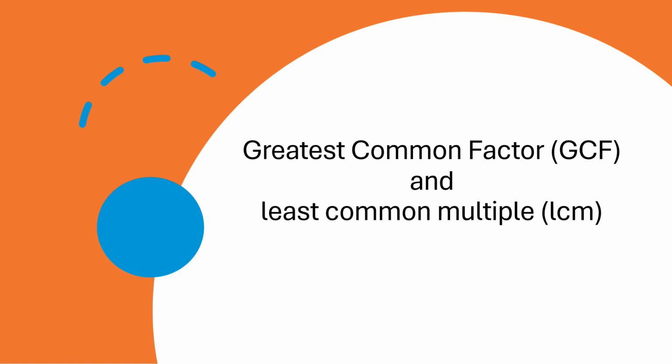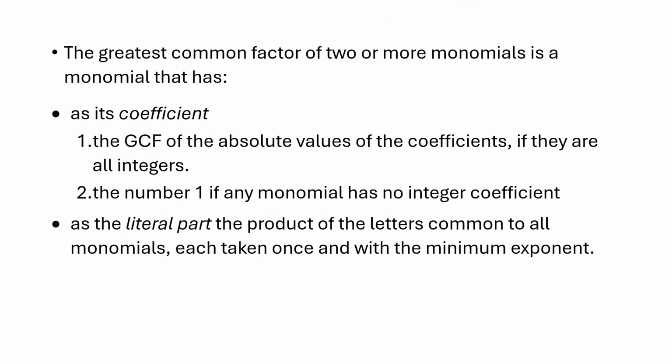The greatest common factor and the least common multiple. The greatest common factor of 2 or more monomials is a monomial that has as its coefficient the greatest common factor of the absolute values of the coefficients if they are all integers, and the number 1 if any monomial has no integer coefficient. Okay, we will see this, of course, with an example. And as the literal part, the product of the letters common to all monomials, each taken once and with the minimum exponent. Okay, let's see an example.